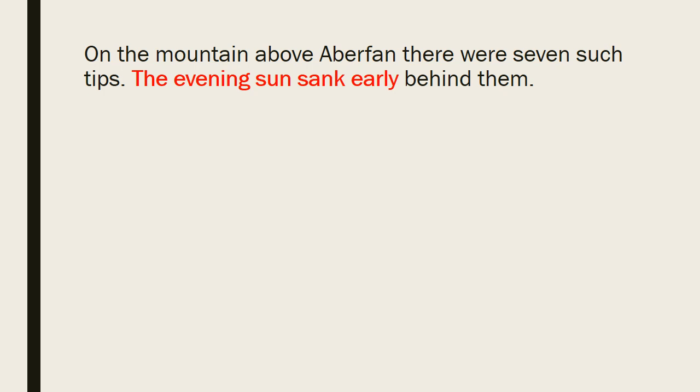So, on the mountain above Aberfan there were 7 such tips. The evening sun sank early behind them. Now, that is important because it's telling me that the reason the evening sun sank early is because the tips were so big. So factually what happened is that the sun went down early because these huge tips were there. So it got dark early.